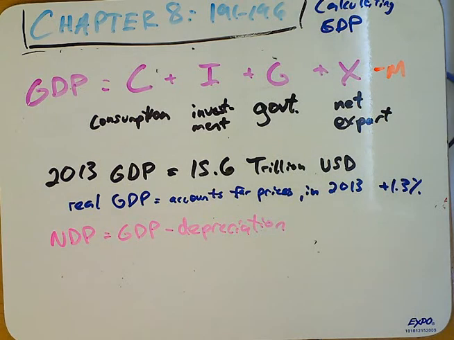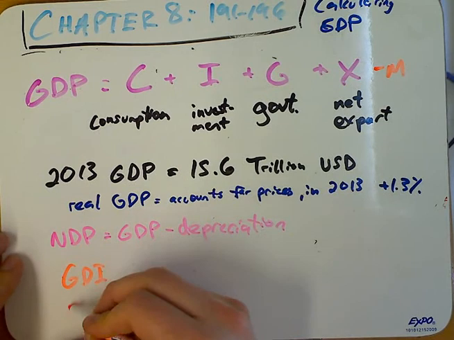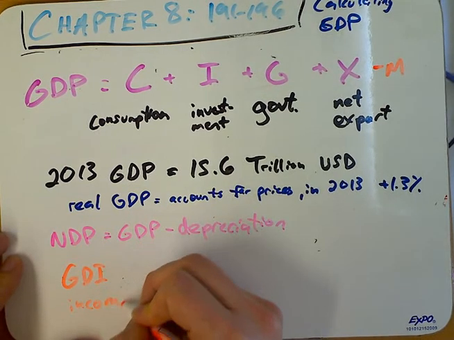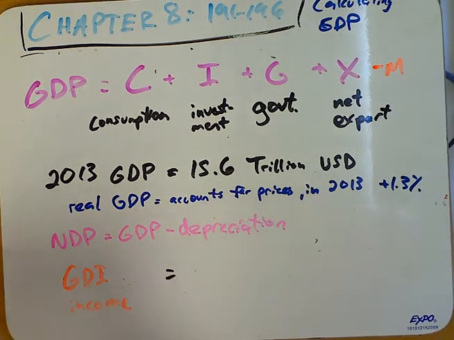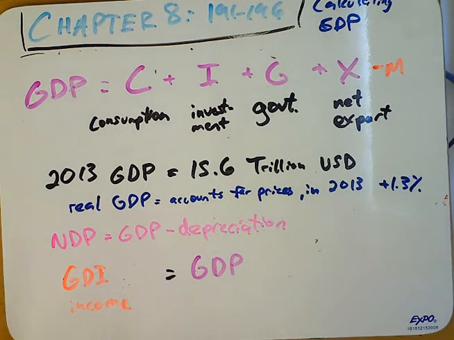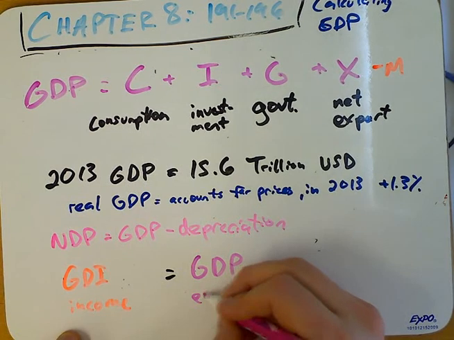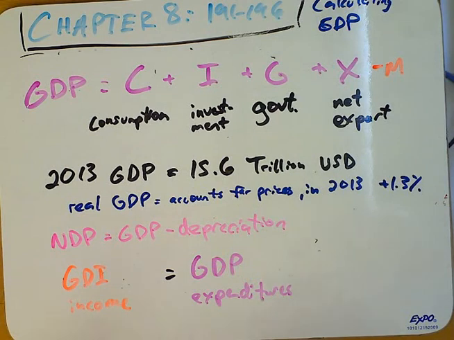And there's one last thing that I'm not really going to spend too much time on. I don't want you guys to get too confused by this. But the book brings up GDI. GDI is just gross domestic income. And what you really need to know about GDI is that it is exactly equal to GDP, which was our expenditures. Remember our circular flow? These two things are equal for that reason. Whatever we get as income, we spend. Whatever we spend comes back to us as income.